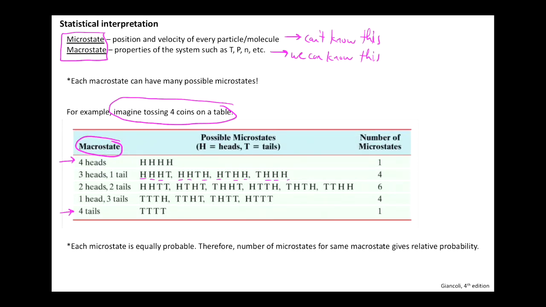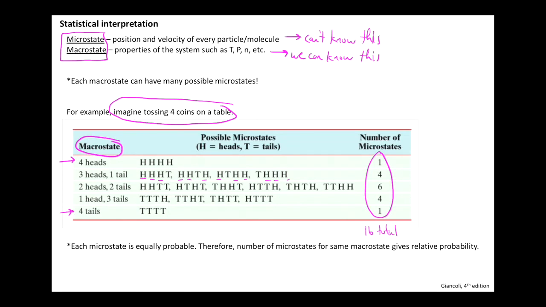So take a look at what we have here. What is the sum of those numbers? Looks like 16. Notice that 6 of the 16 possible microstates correspond to 2 heads and 2 tails. Therefore, it's the most likely macrostate to get if we just toss 4 coins in the air, okay? So the relative probability is given by the number of microstates for each macrostate. Are we clear so far?